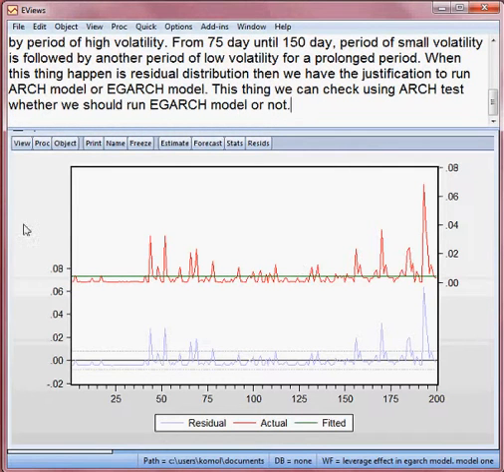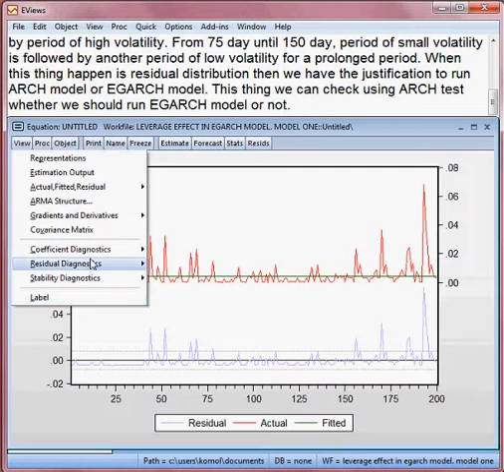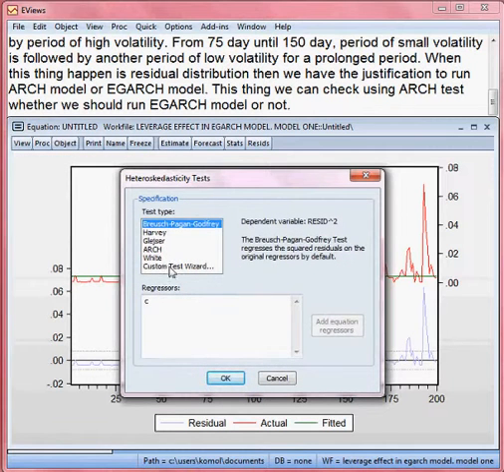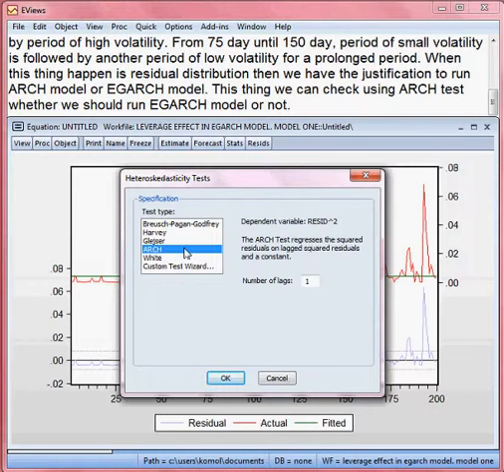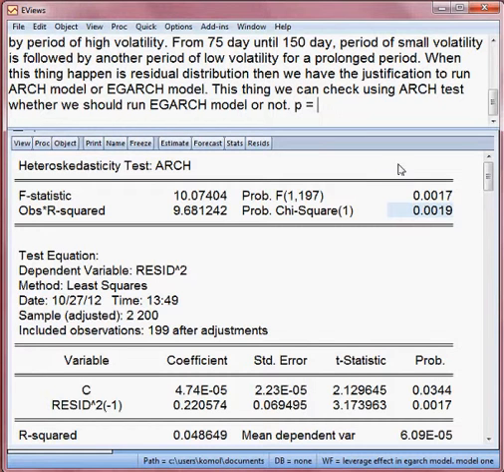So where is the EGARCH test? I go to View, Residual Diagnostic, then you can see Heteroscedasticity Test, right? I click here, and from here you can see EGARCH. You choose the EGARCH, then click OK. So this is the EGARCH test and the result, and here is the observed R square and a corresponding p-value. How much is the p-value? The p-value is here, 0.0019, meaning 0.19%, right? Okay, that is the p-value.